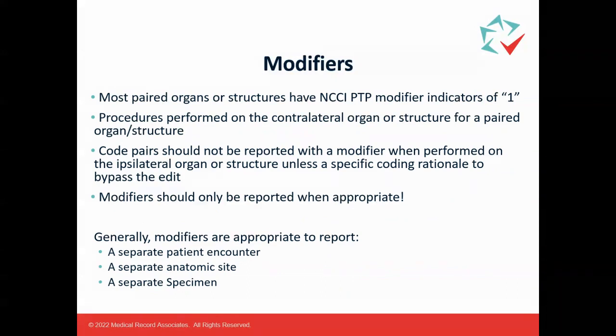Most paired organs or structures have NCCI procedure to procedure modifier indicators of 1. So this procedure is performed on the contralateral organ or structure for a paired organ or structure. Code pairs should not be reported with a modifier when performed on the ipsilateral organ or structure unless a specific coding rationale to bypass the edit is documented. Again, modifiers should only be reported when appropriate.